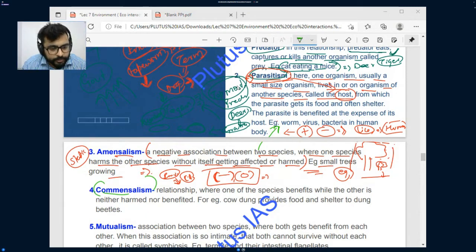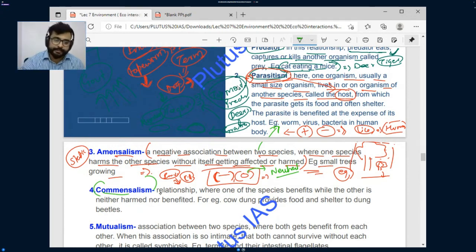Okay, there is one more doubt: and even the big tree is not getting benefit. In which part are you asking, Kanchi? Mensalism? In Mensalism, the one species is neutral. See, zero signifies neutrality. Either from that small tree, the big tree is not getting affected at all, neither is it getting any benefit out of it. There is neither any positive nor any negative impact on it. So zero stands for neutral here.